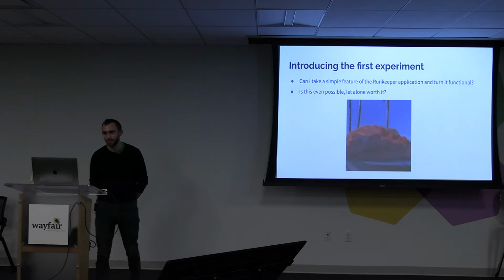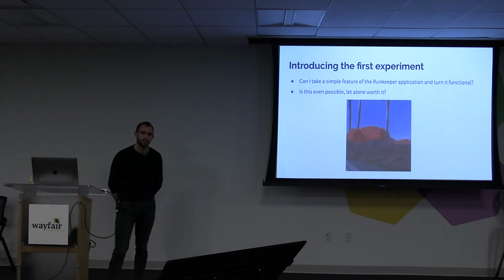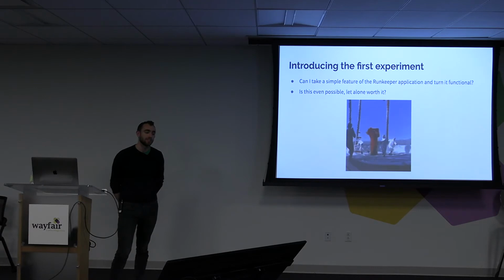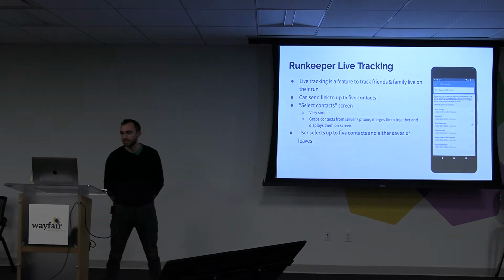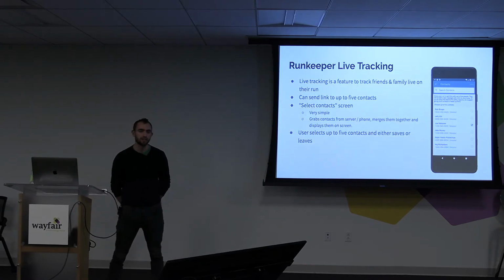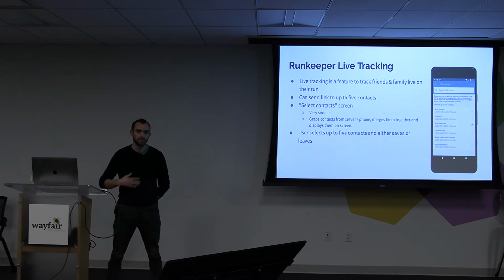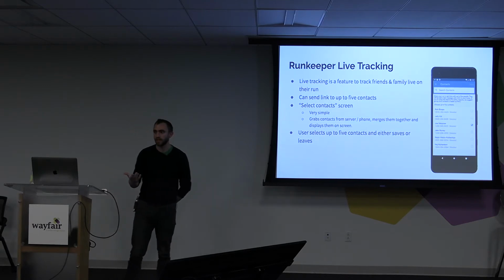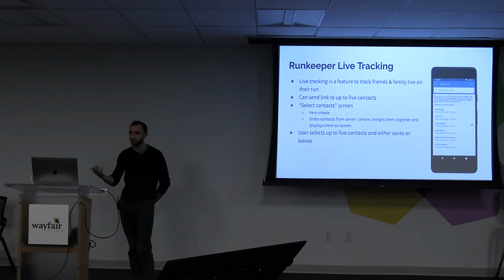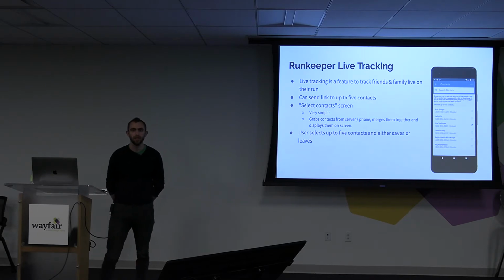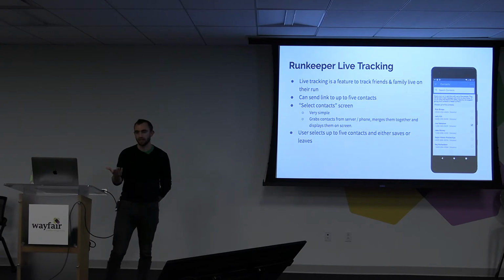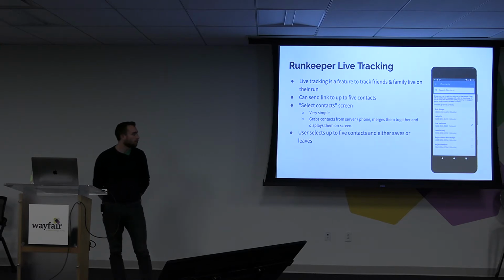So that leads me to my first experiment. Can I take a simple Runkeeper feature and turn it functional? First off, is it possible, let alone is it worth it? Let's dive in. Runkeeper has this feature called live tracking. Live tracking is essentially a feature where you can text a link to your family, friends, loved ones, and they can watch your run as you go on it. So this might be if you want to run a race, if you're running late at night or in an area that you're not familiar with, and you have safety concerns, you can text a friend, text your wife or husband, and have them just keep track of your safety.